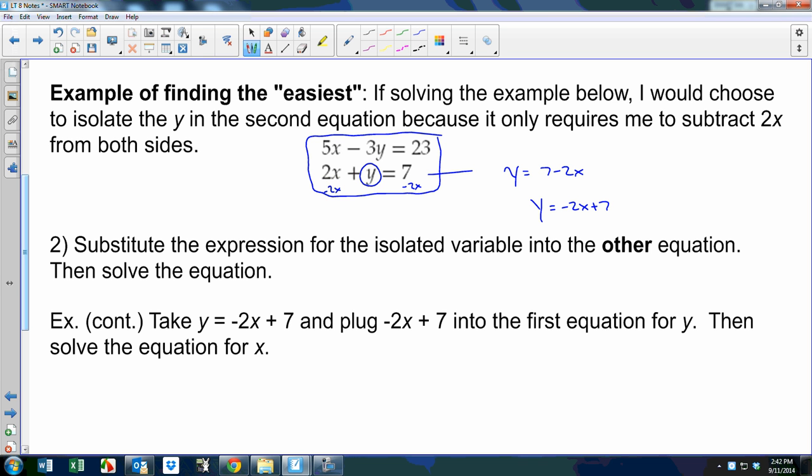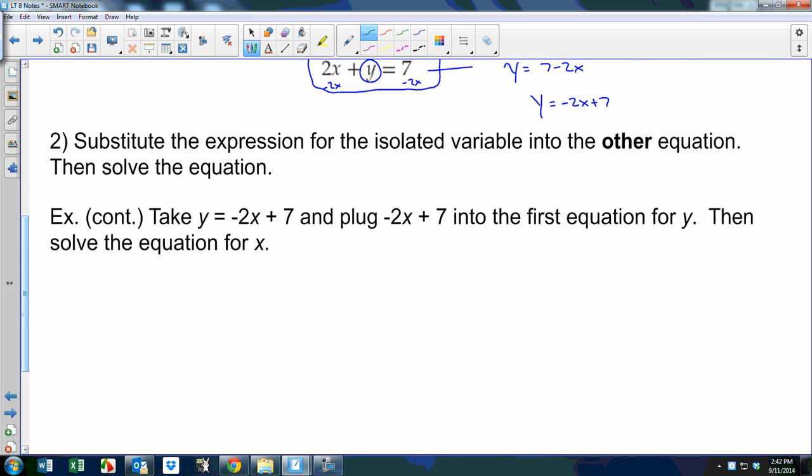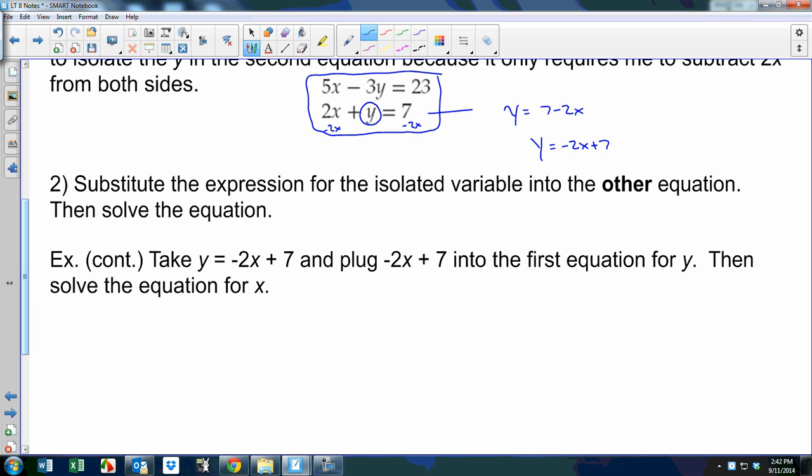But step 2 would then be to substitute the expression for the isolated variable into the other equation and then solve that. Okay, that's kind of confusing. So if we take 5x minus 3y equals 23, we are going to take what we isolated, the negative 2x plus 7, and plug that into the first equation's y value. So plug it in for y.